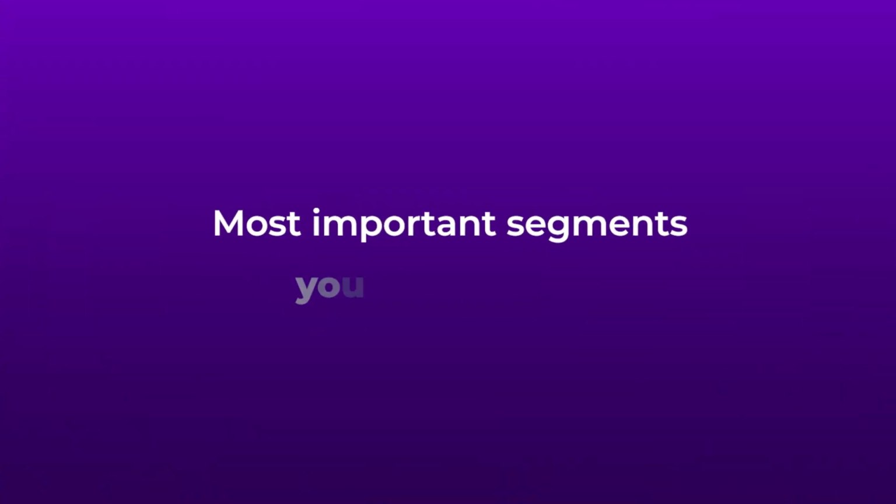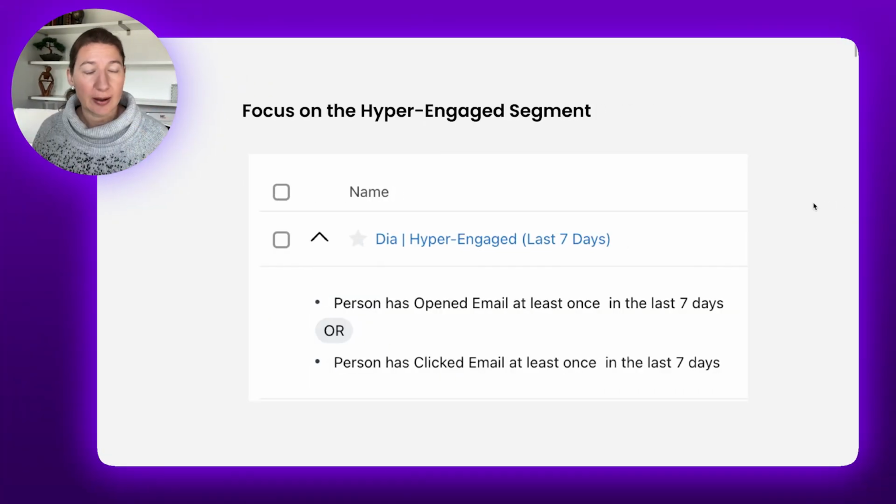Now that I've walked you through how to create this in Klaviyo, let's go through some of the most important segments you should have. One segment you absolutely need to have is your hyper engaged segment. These are people that are actively engaging with your emails. These are the people that are going to help get you out of any sort of deliverability slump. And these are the people you can rely on to engage with your brand in a more important way.